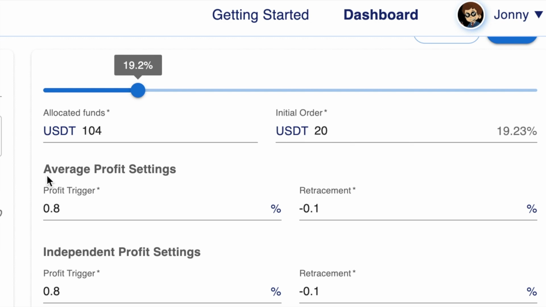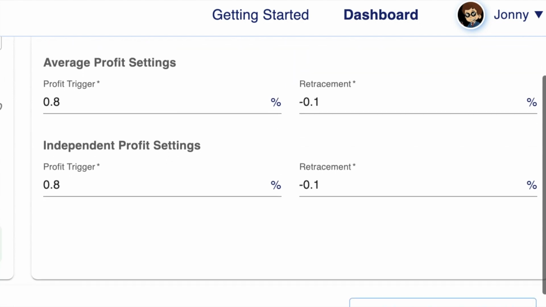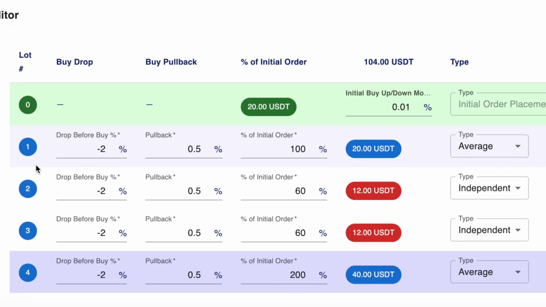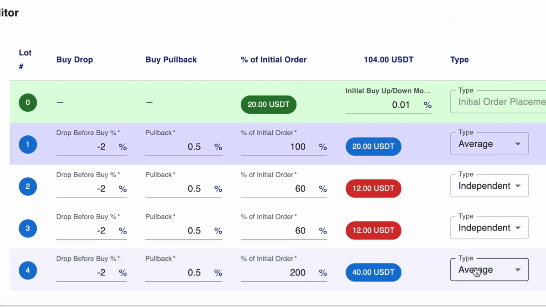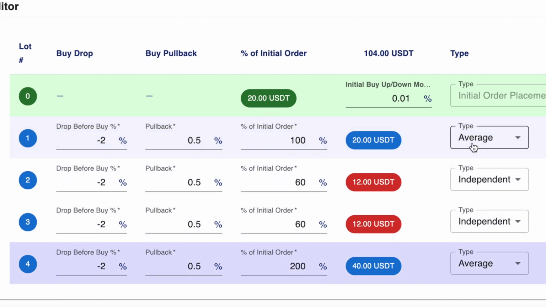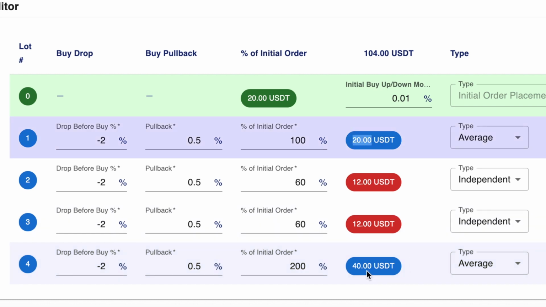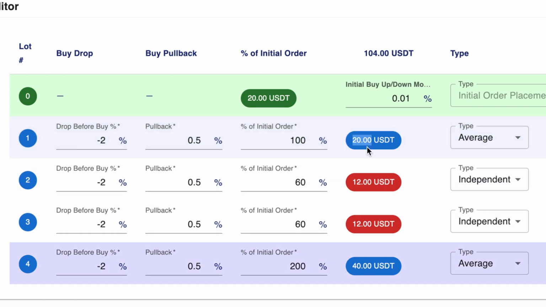So the next thing we're going to look at is the average profit settings and the independent profit settings. So let's have a look at those down below. If we're looking at these lots down below, you'll see that it says average, independent, independent, average. If you're looking at the average settings, you can see that it doubles up. So it's $20 here, and the next buy that it does in the average setting will be $40.